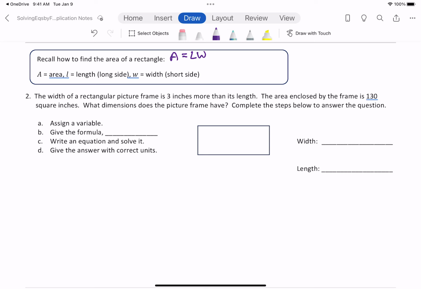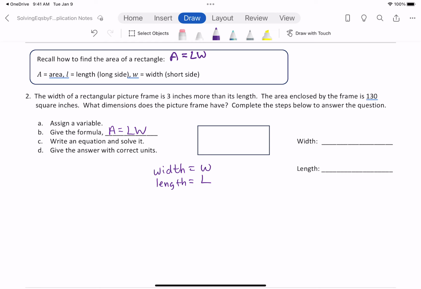So with this one, we're talking about area being the length times the width. So it kind of makes sense to just decide that we'll let width equal W and length equal L. Then we give the formula. That's what we just talked about, that the area is length times the width. Then it says write an equation and solve it.